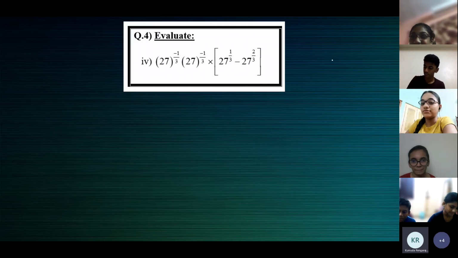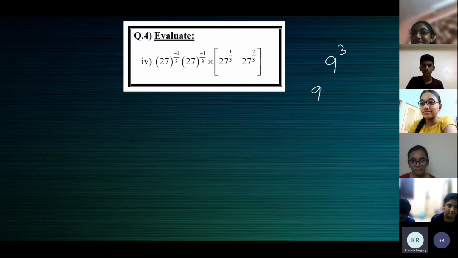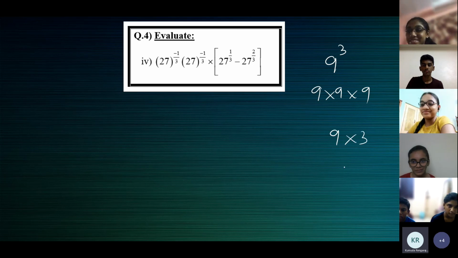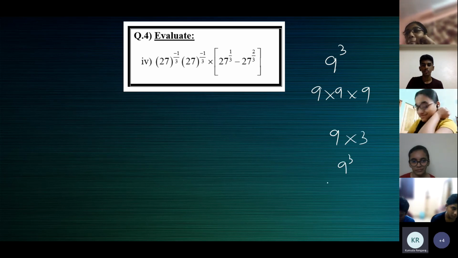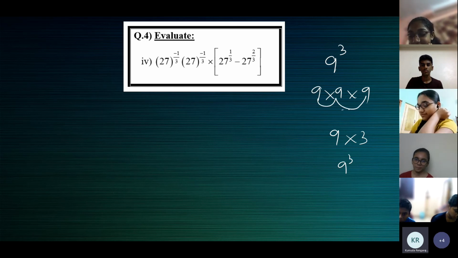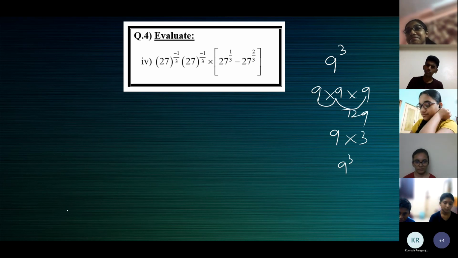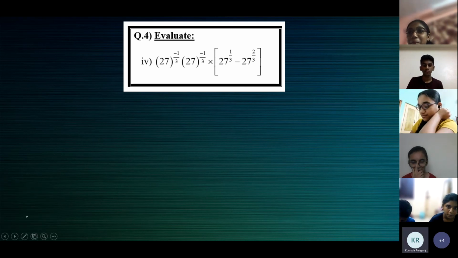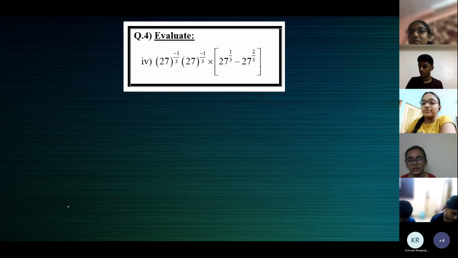Okay, we'll understand what is 9 cube. What is 9 cube? 9 into 9 into 9. 9 nines are 81. 81 nines are 729. You should be careful. We all know that.